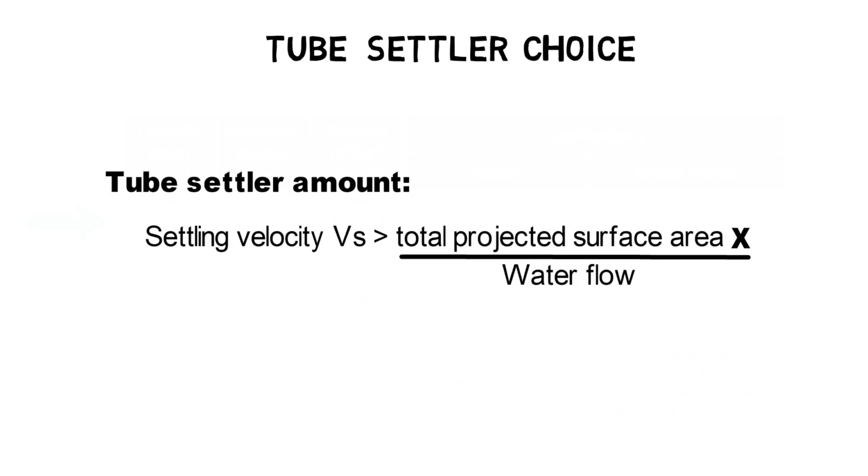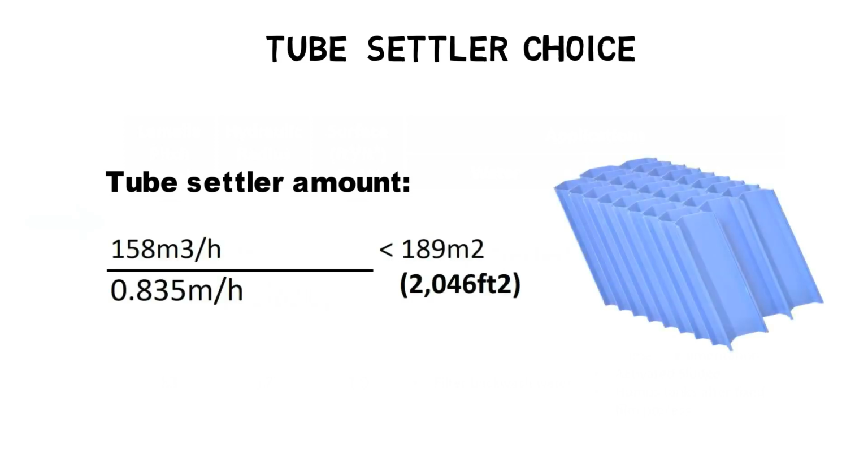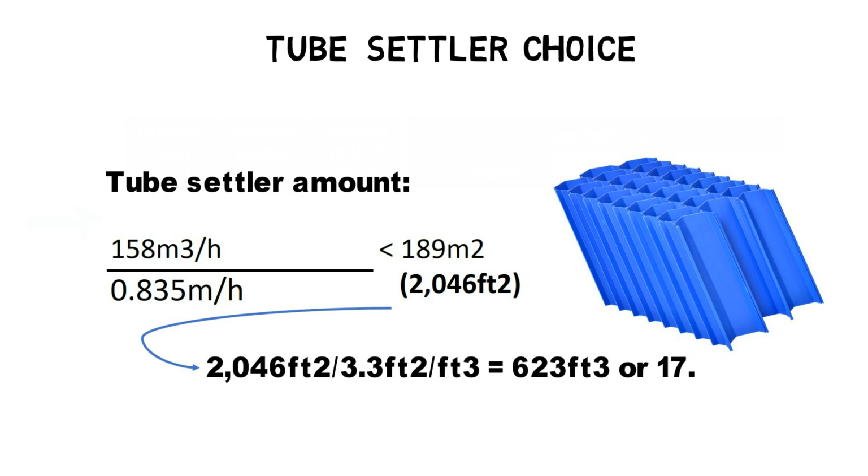Now, to determine the total required amount of tube settlers, the settling velocity of the particles has to be bigger than the total projected surface area of the tube settlers divided by the water flow. Solving the equation for x results in a total required projected surface area of 2,046 square feet, or 189 square meters. Dividing this result by 3.3 square feet per cubic feet equals the total required amount of 623 cubic feet, or 17.2 cubic meters of tube settlers for this application.